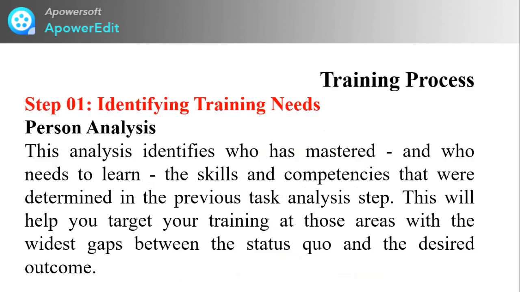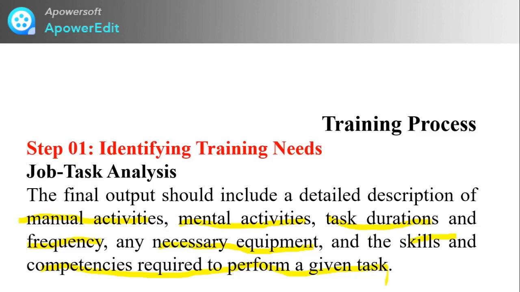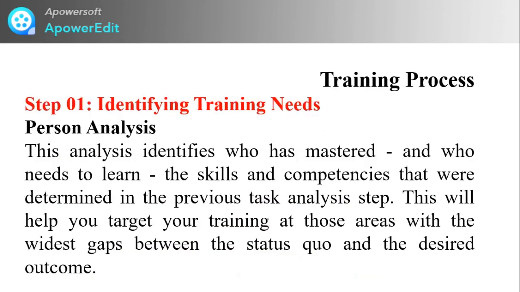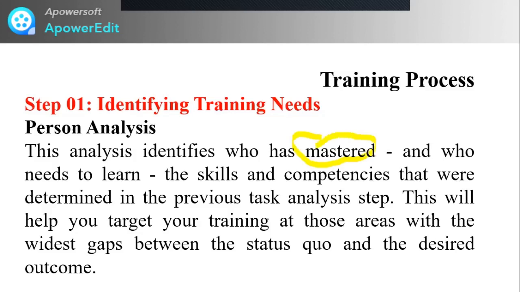The second one is person analysis. Here we identify the job requirements. Then we analyze the person. This analysis identifies who has mastered and who needs to learn. Then we use a model worker. This is the model worker, the model behavior.